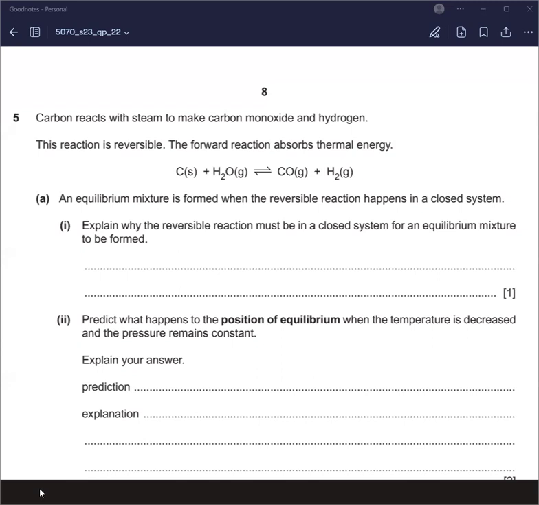So today we'll be solving question number 5 of 5070 paper 2 variant 2 May June 2023. So let's begin with question number 5.